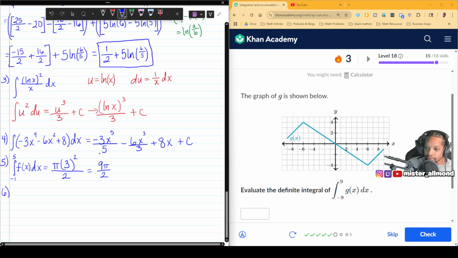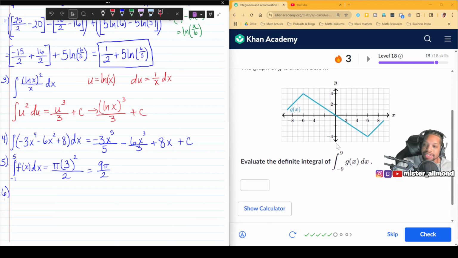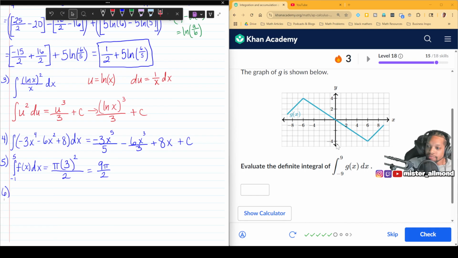But all right, so the graph of G is shown below. Evaluate the definite integral. Oh, this is the same type of question we just did. But I can tell they're trying to trick us, because if you notice at -9, there's a little raise right here. I don't know if you can see that or not on your screen, but we got to take that into consideration. So that's annoying. Why would they do it like that?